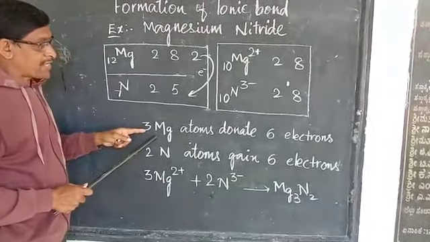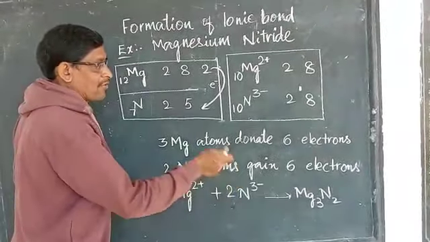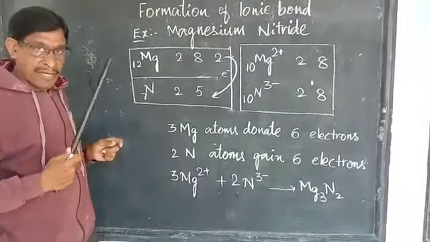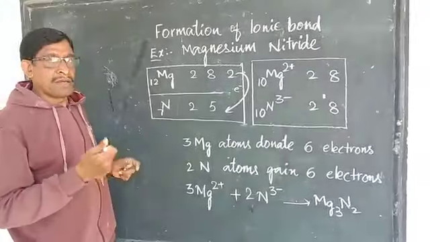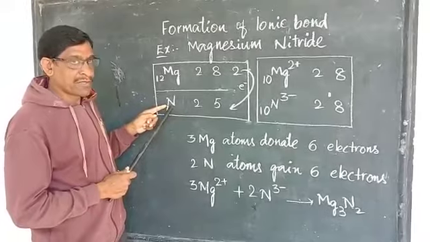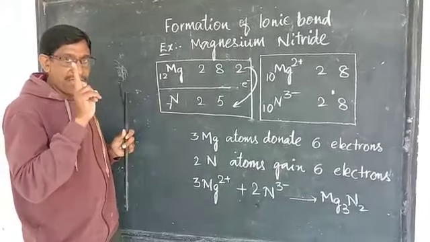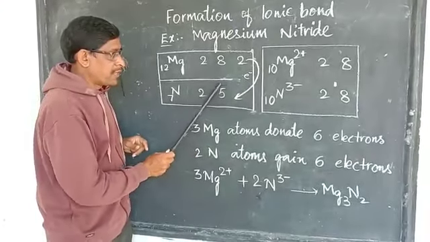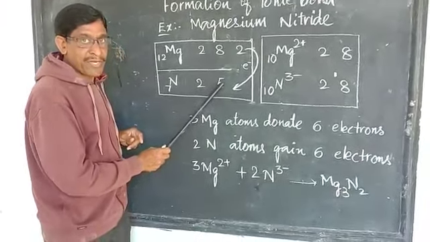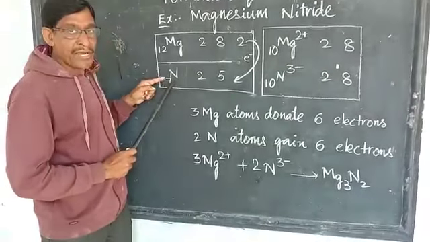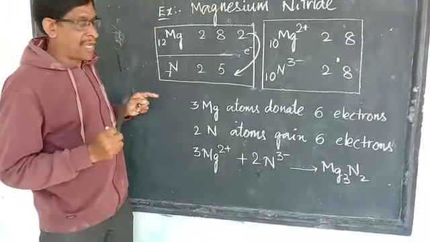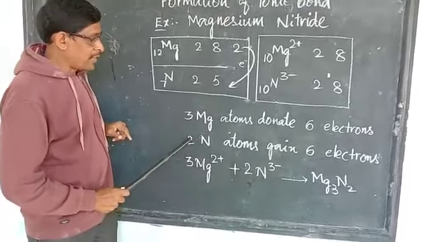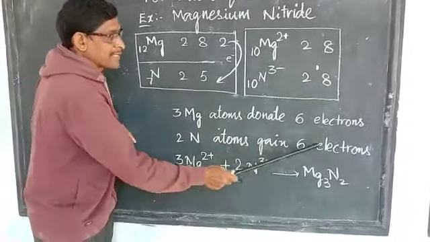Such kind of 3 magnesium atoms donate 6 electrons. Now these 6 electrons are gained by 2 nitrogen atoms. Each nitrogen atom takes 3 electrons, because to get the octet state they require 3 electrons. So each nitrogen atom gets 3 electrons. Now look here, 2 nitrogen atoms gain 6 electrons.